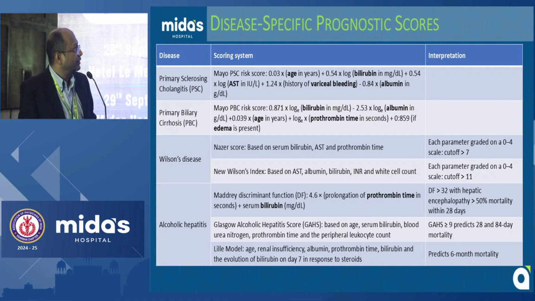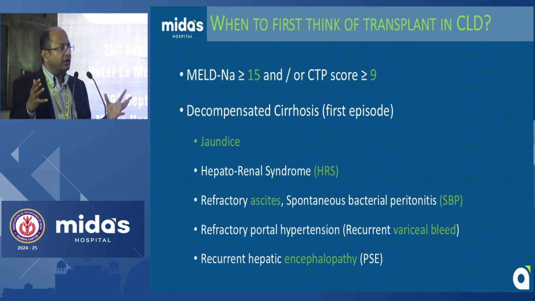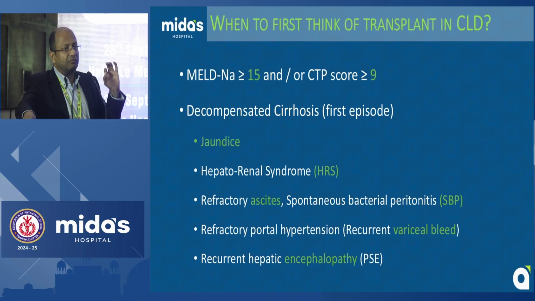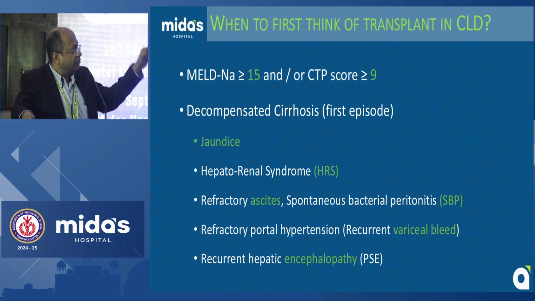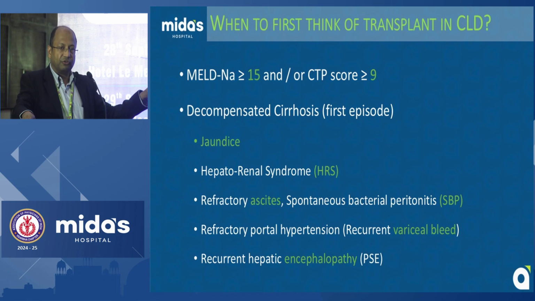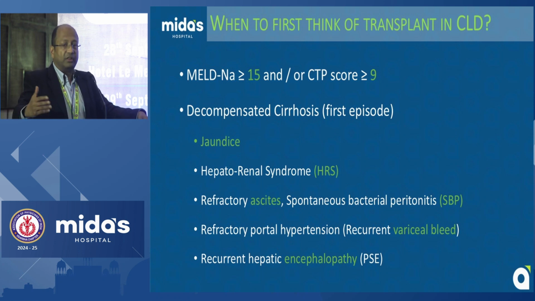So for chronic liver disease, in short, if somebody has a MELD score of more than or equal to 15 or a Child's score of 9, or if they develop first episode of one of these decompensations, you should start thinking about a transplant. They may not need a transplant at that point, they may need it down the line, or they may even improve and they may not need it at all.